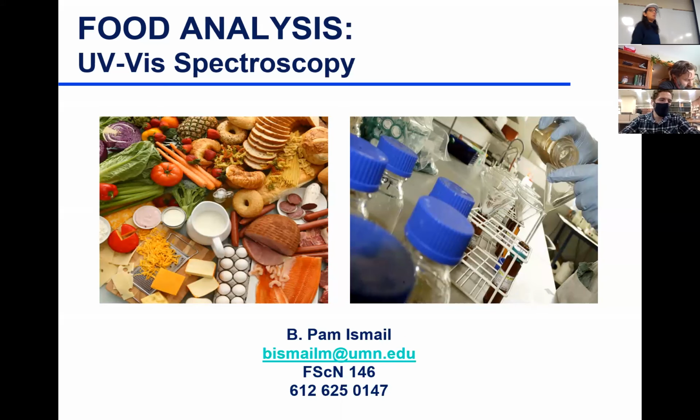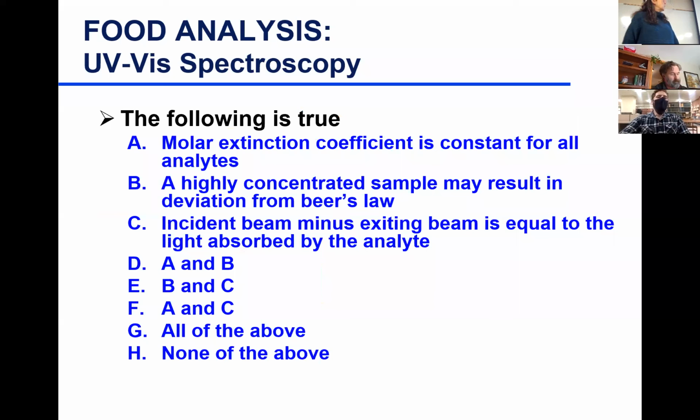So UV-Vis spectroscopy, UV-Vis absorption, and fluorescence spectroscopy. So you can have absorption and you can also have fluorescence under this category. So this is a check of your knowledge, and I'm sure you might not remember this at all from any previous physics classes, but here we go. Molar extinction coefficient is a constant for all analytes. What I'm saying here is every analyte has the same molar extinction. A highly concentrated sample may result in deviation from Beer's law.